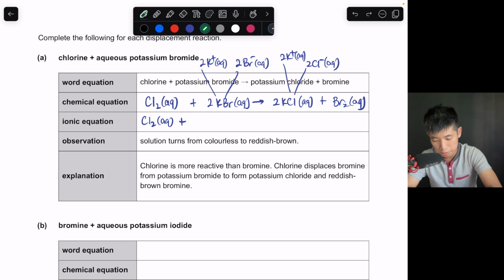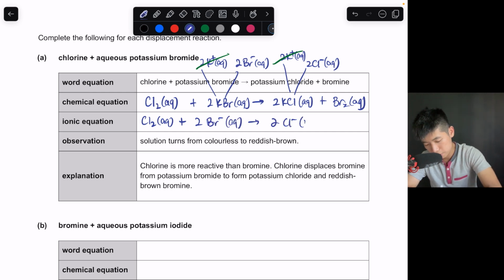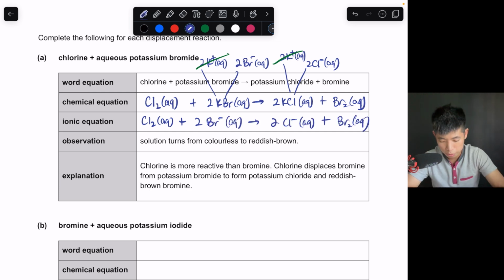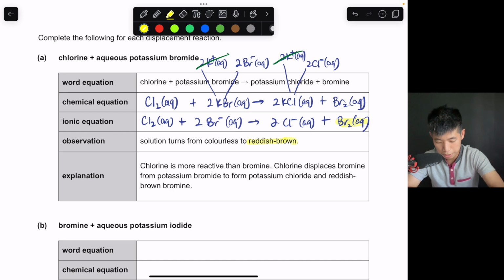So you can see that we can cancel the spectator ion and we are left with 2Br- giving 2Cl- plus Br2. That's the ionic equation. Aqueous bromine is reddish brown. The solution turns from colorless to reddish brown.